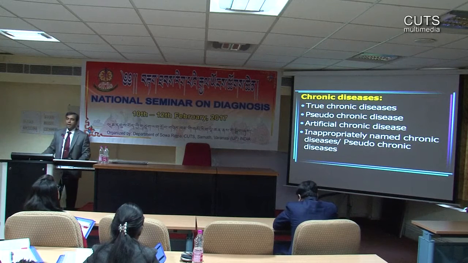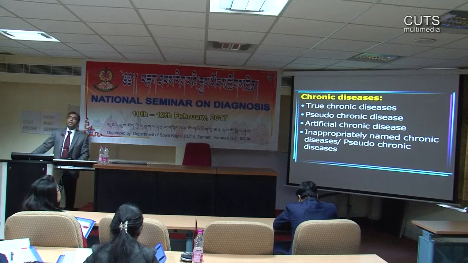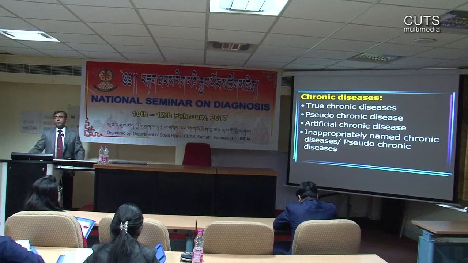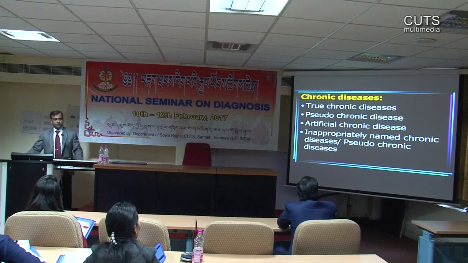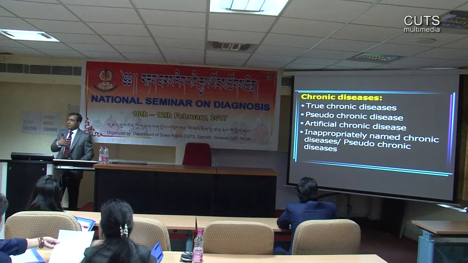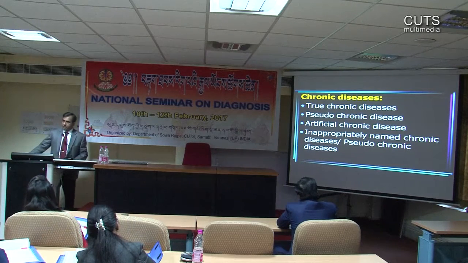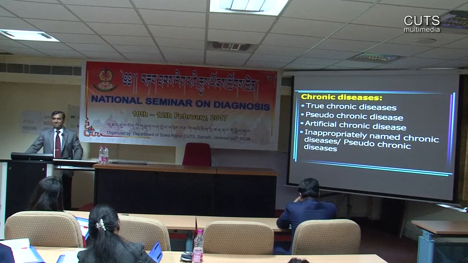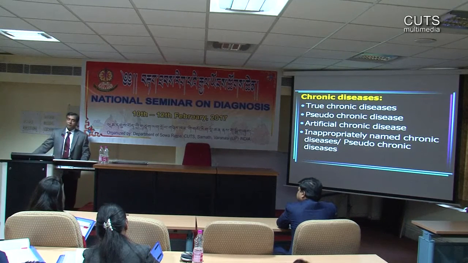Types of chronic diseases: there are true chronic diseases. Then we have pseudo-chronic diseases, which look like chronic disease. Suppose there is a person who is living in a very damp area, and that person suffers from bronchial asthma, or a person is living in a very polluted area, coal mines, or polluted like your city, Godavliya. And then that person suffers from cough or asthma.